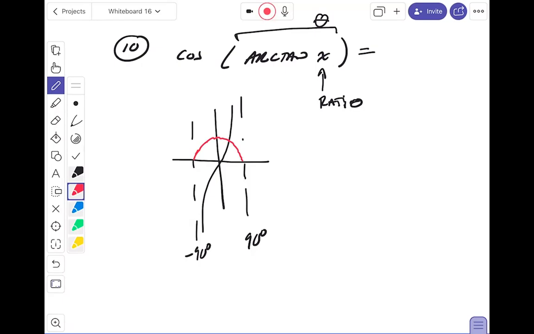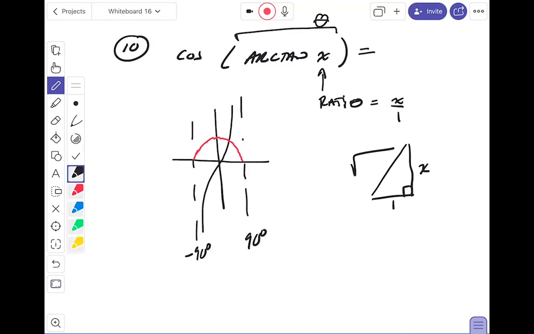They're saying, hint, sketch a right triangle. So I'm going to put this down. The ratio is actually x over 1. I'm going to put a right triangle. This is a reference triangle now. And what's a reference triangle going to be? A right triangle where the tangent of that angle would be the ratio x over 1.